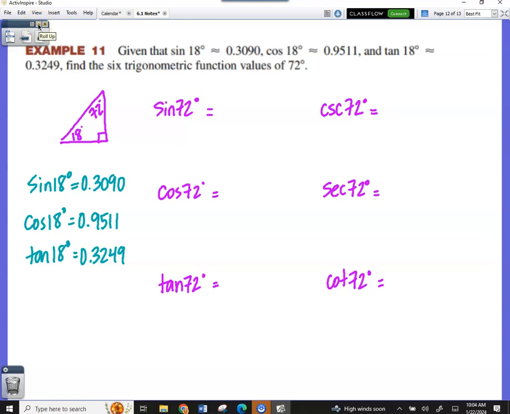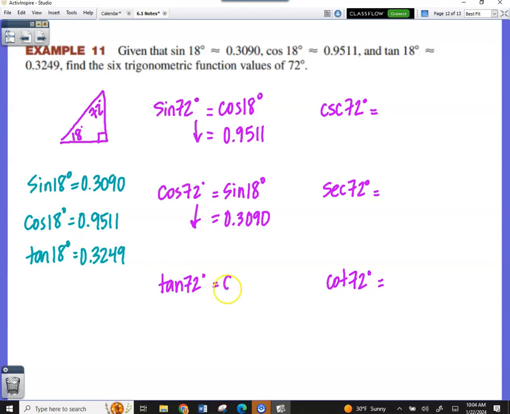Okay. Sine 72 would be equal to which one? Cosine 18, right? So I'm going to make a note, cosine 18, and then I'm going to write that decimal. Cosine 72 would be equal to sine 18. Okay, tan 72 would be equal to cotan 18.